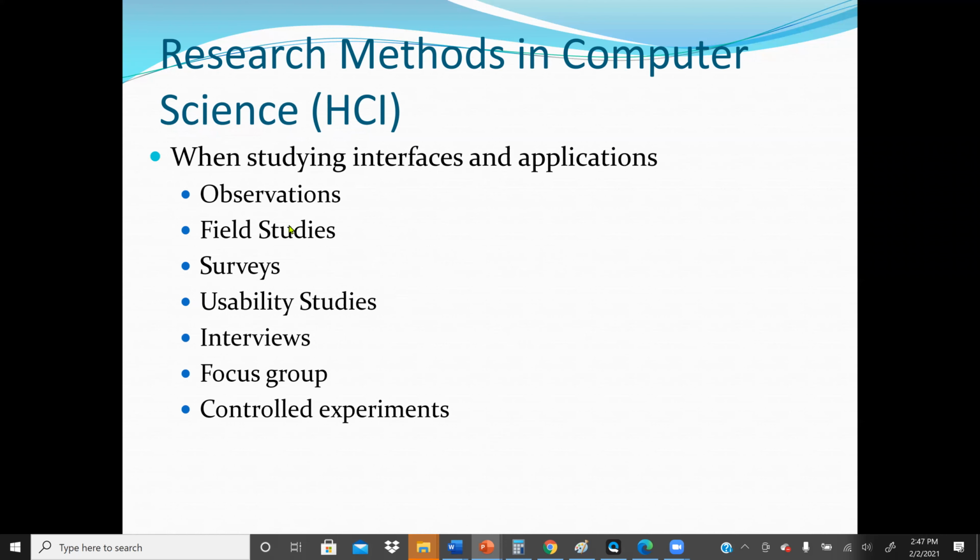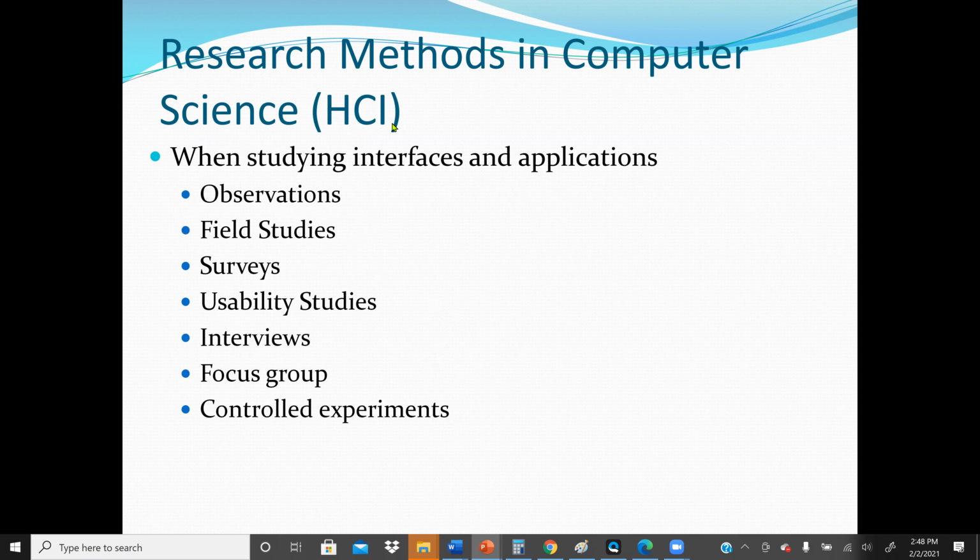So research method, again, in computer science, when studying interfaces and applications. Here we have human-computer interaction studies. When we are studying interfaces and applications, these are some of the studies we can use. The first one is observations. Observations are basically based on observing participants.